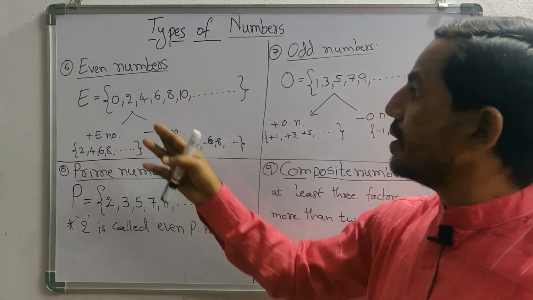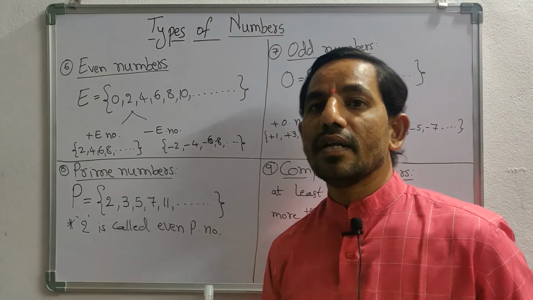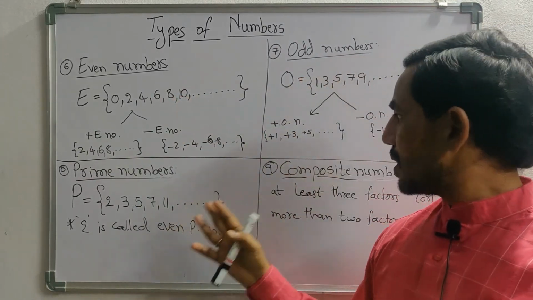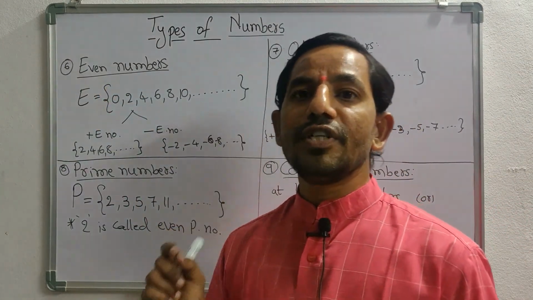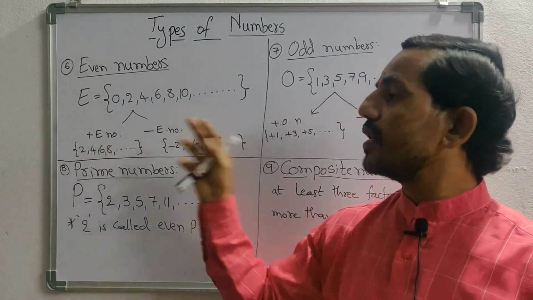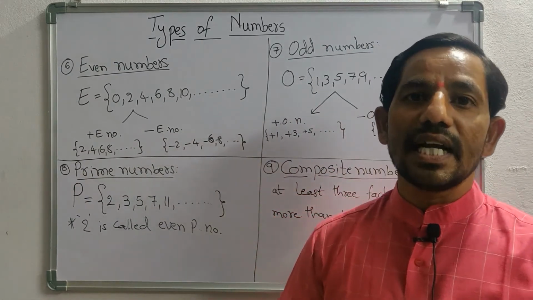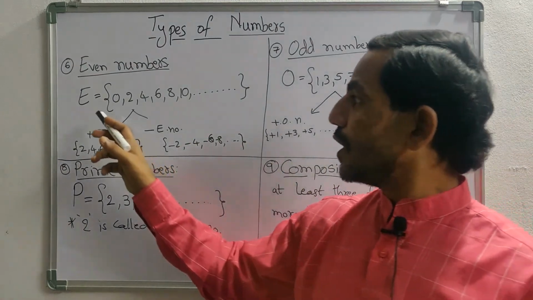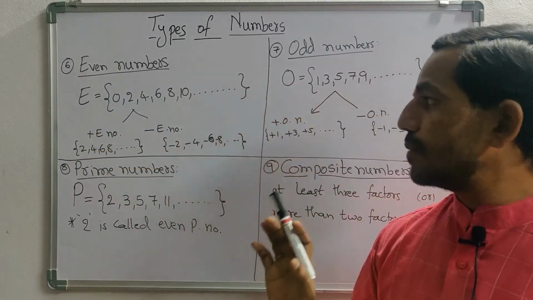Okay, next one, even numbers. Natural numbers, whole numbers and integers are over. After that come even numbers, then odd numbers, prime numbers and composite numbers. Even numbers means numbers exactly divisible by 2. Once again, the definition: numbers exactly divisible by 2 are called even numbers. It is denoted by E equal to 0, 2, 4, 6, 8, and so on.